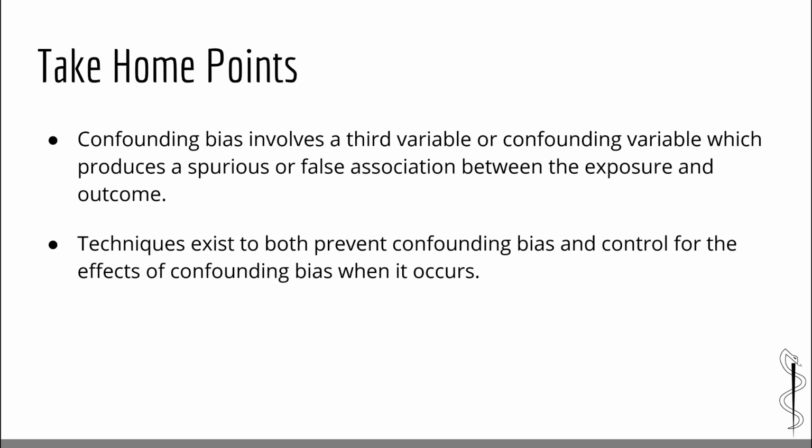First, understand that the confounding bias involves a third variable or confounding variable which produces a spurious or false association between the exposure and outcome variables. Number 2. Understand that techniques exist to prevent confounding bias and control for the effects of confounding bias when they occur. And one last thing that I want to say again. In confounding bias, the exposure variable and outcome variables are never associated. Even though they might seem to be associated, they really are not.